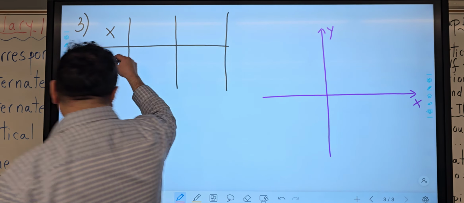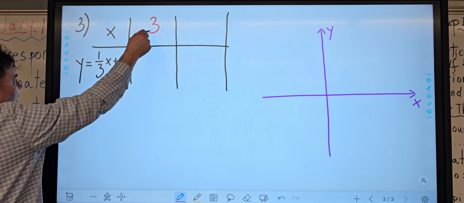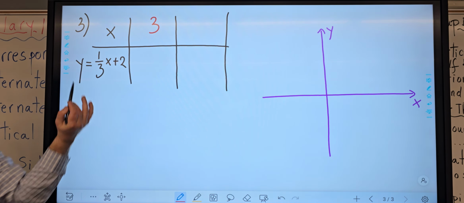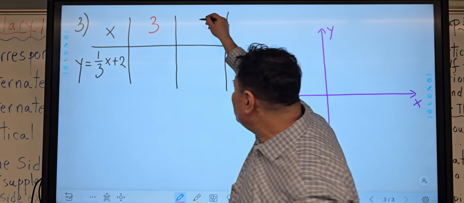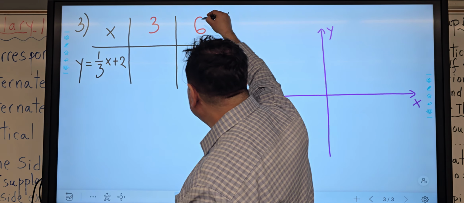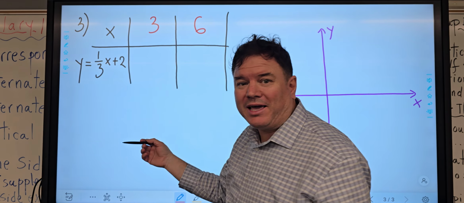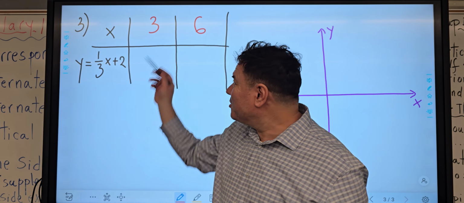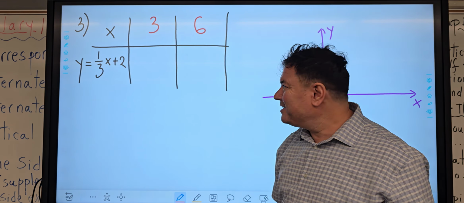So that number would be 3, would be a good number, because if I substitute x with 3, 3 and 3 will cancel out. Also, 6 would be also a good number, because if I plug in 6 for x, 6 and 3 will simplify. 6 divided by 3 is 2. So 3 and 6 is going to work in this case. Again, we are going to substitute this 3 into this x to solve for y.